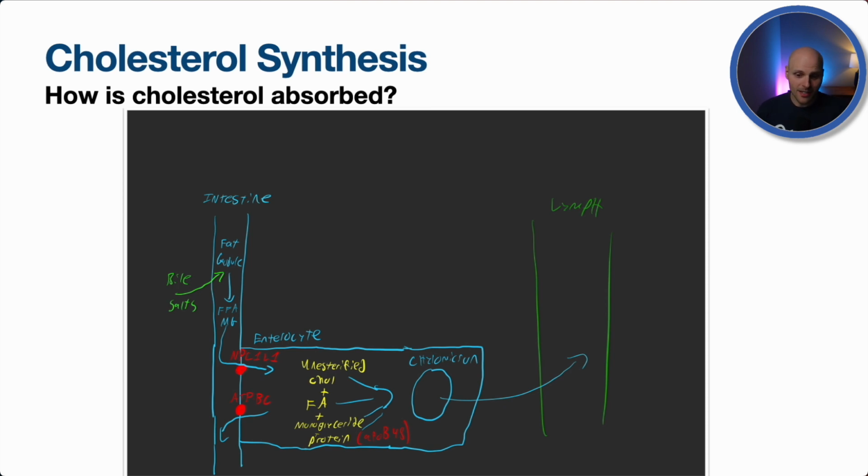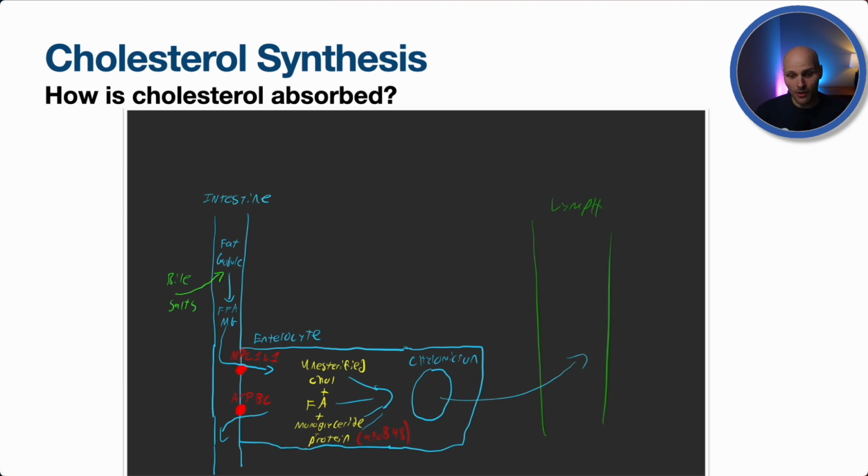Of note, I just want to mention that NPC1L1 is clinically important because this is what ezetimibe works on. So just store that piece of information for later, but that's where ezetimibe works. Additionally, there are some other unusable forms of cholesterol that sometimes make it through NPC1L1. And what happens is they get brought into the enterocyte and it says, nope, don't want that. Not what I wanted.